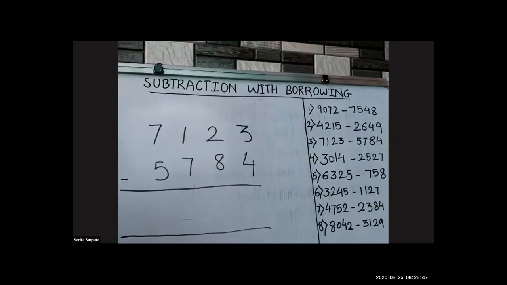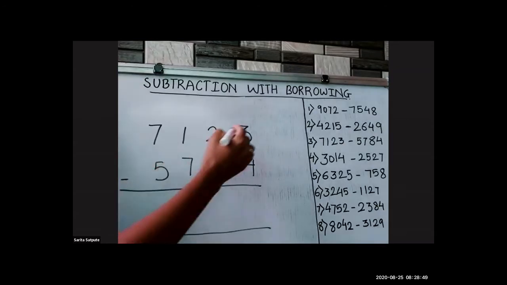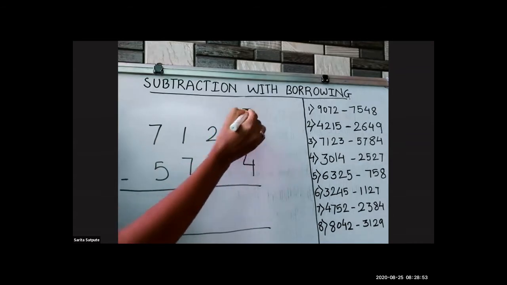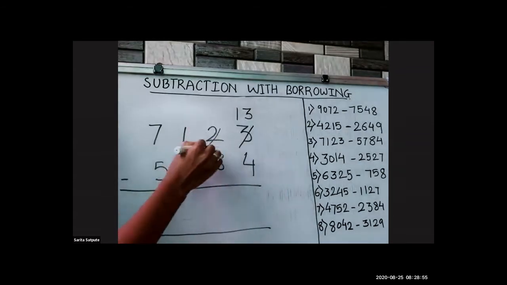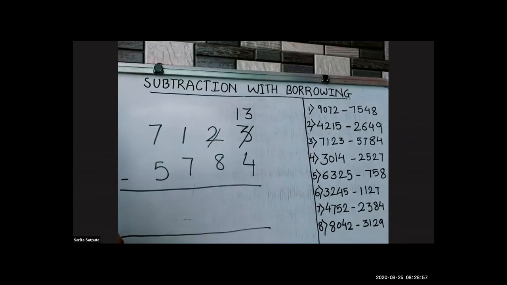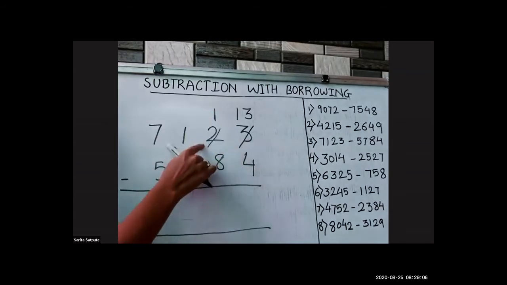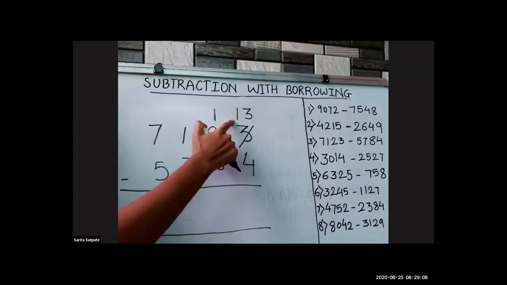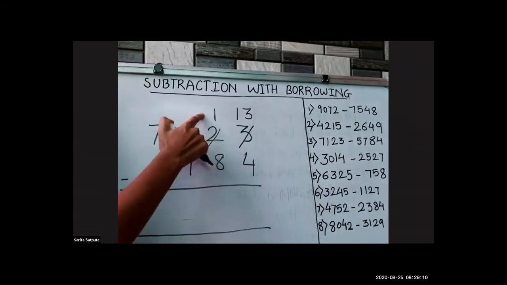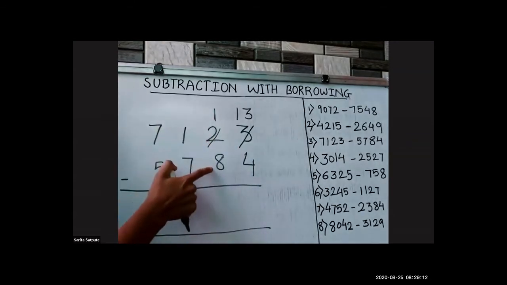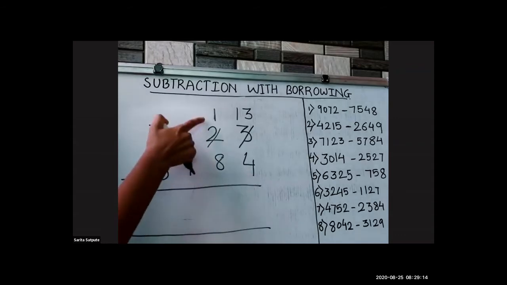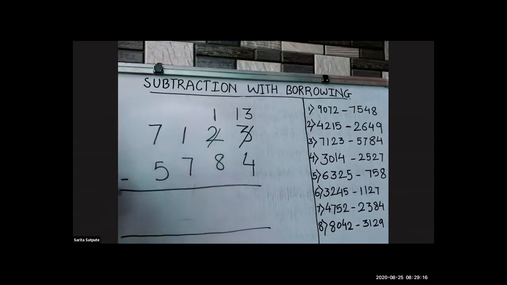We will cut 3, take 1 from 2 and make it 13. Okay, very good. Now what will 2 become? 1. Yes, 2 will become 1 now because 2 has given one number to 3. So now again the same thing: you cannot subtract 8 from 1. What do we have to do?